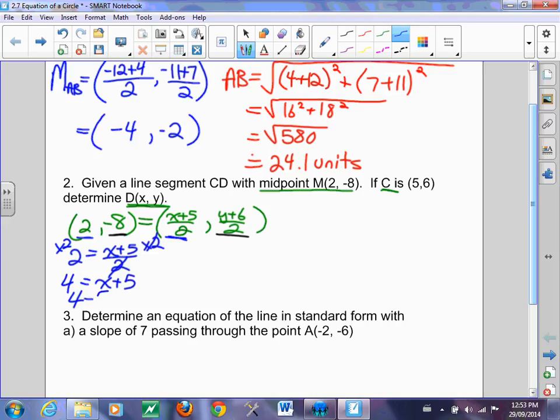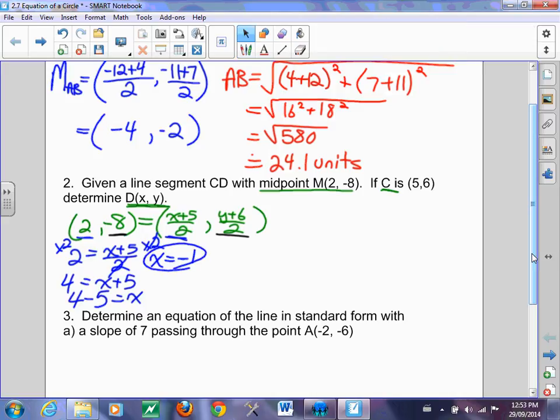We've got 4 minus 5 equals x. So we get that x equals negative 1. It's one part of it, ladies and gentlemen. So we found the x coordinate. Now we need to find the y coordinate. So we'll do it over here.